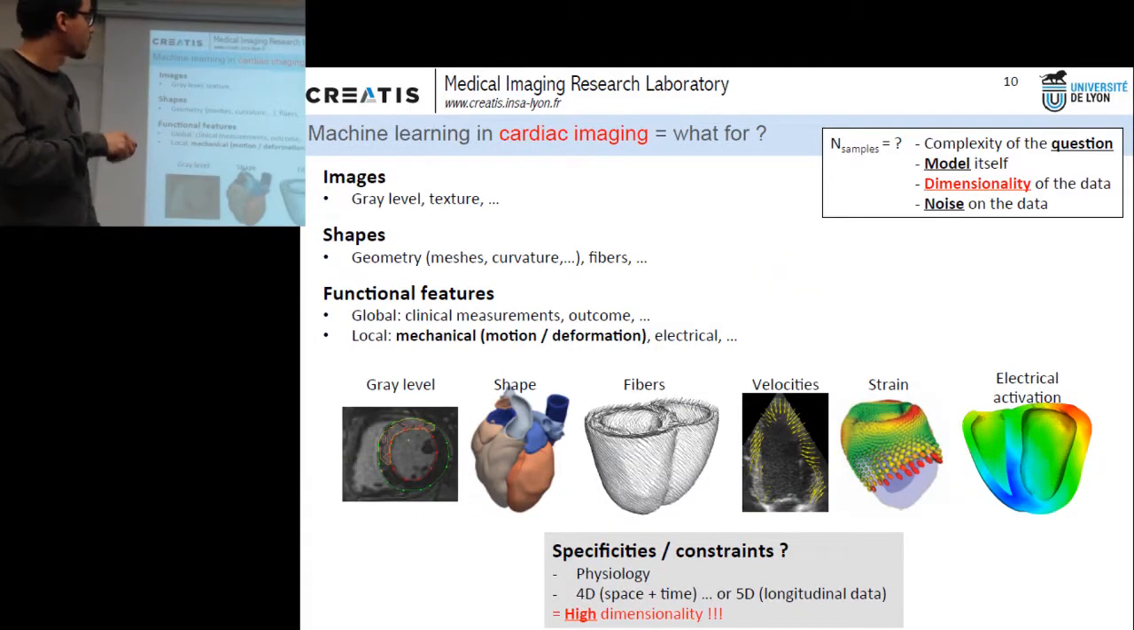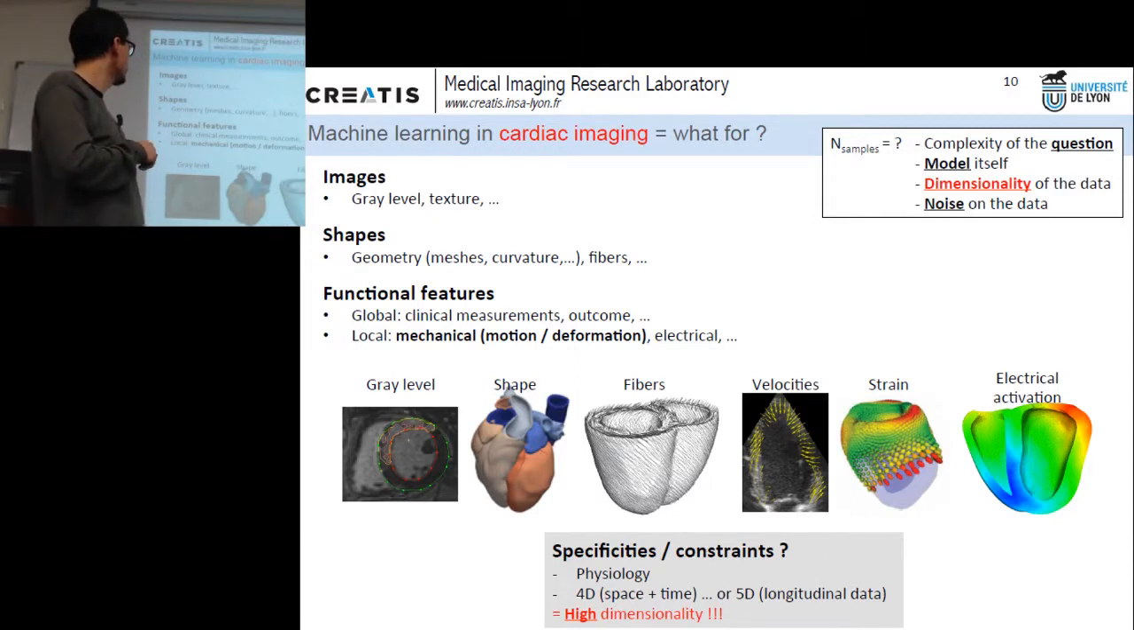So following the track here: complexity of the question model, so dimensionality of the data. Clinicians work on this kind of markers that we try to handle also, so images. I have already told about the dimensionality of the images. Shapes, so shapes could be the whole shape, or it could be a descriptor extracted from the shape. So it could be the curvature or the fibers attached to the mesh. It could be also functional features attached to the mesh. So the motion or the deformation that I may extract from the mesh, or the electrical activation.